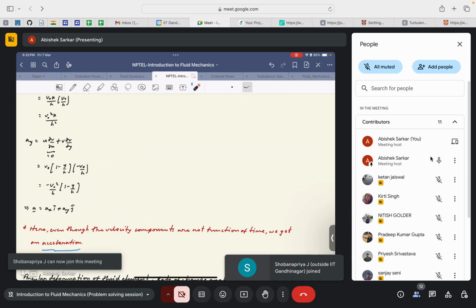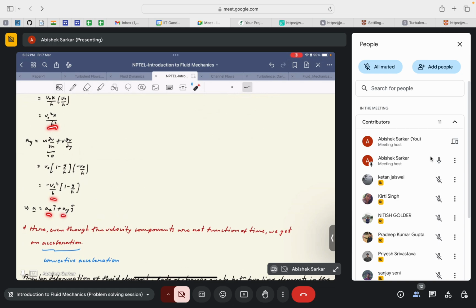So once you know both of these, you can write a as ax i plus ay j. Just substitute these here, but it's just extended work, so we can avoid it, or you can write it depending on your choice.